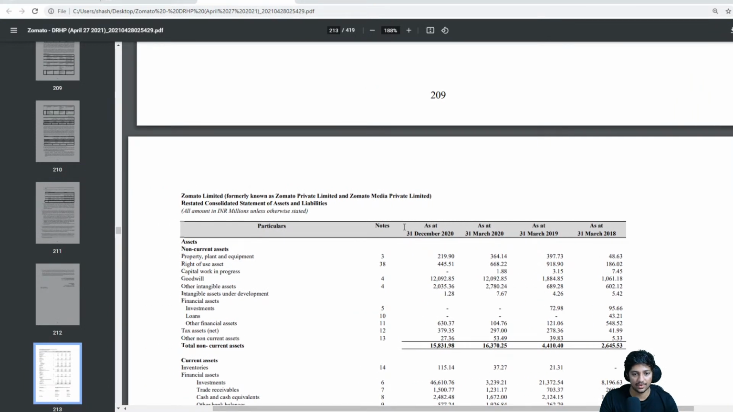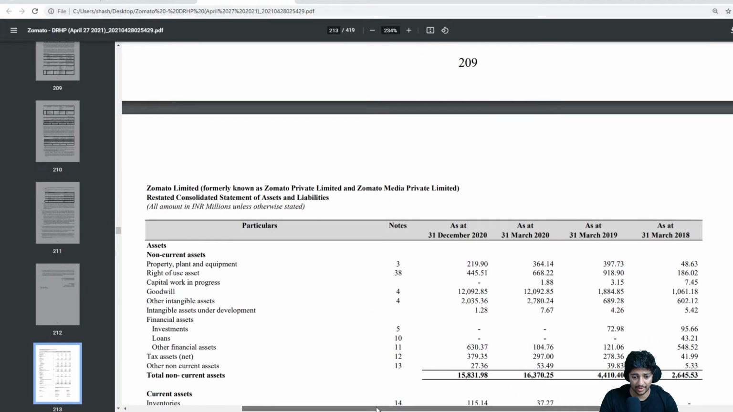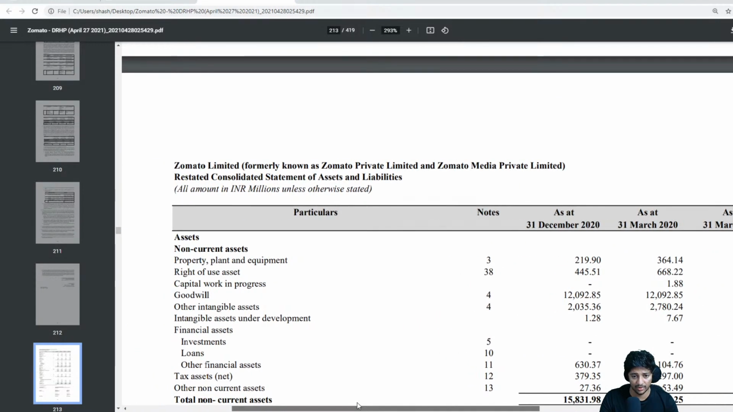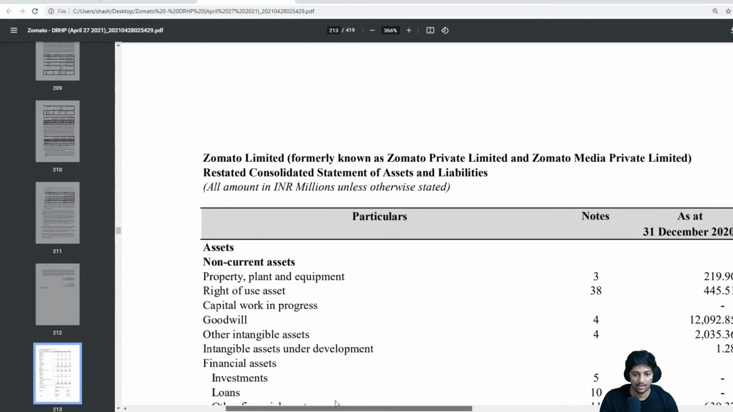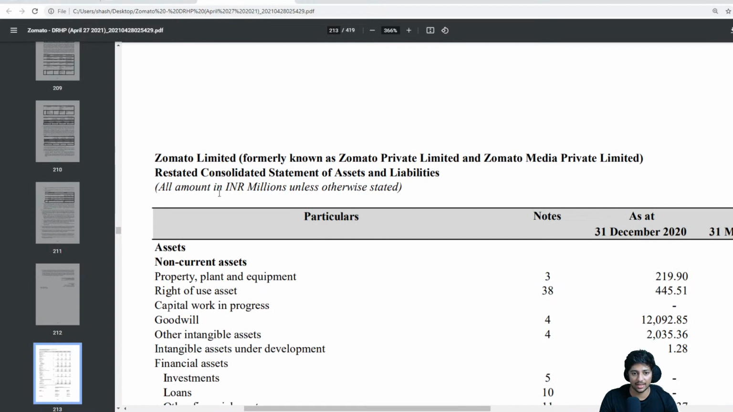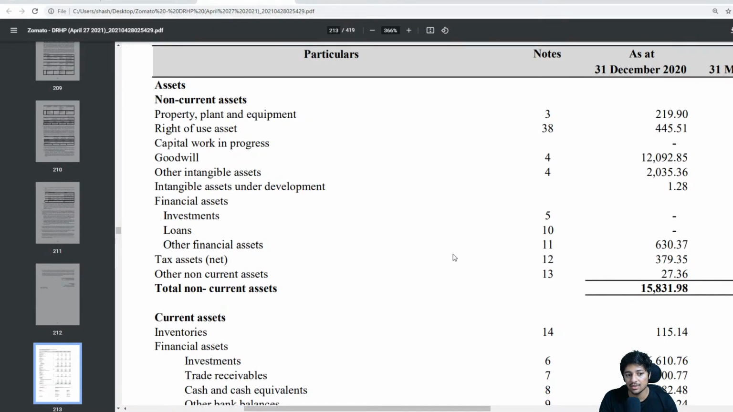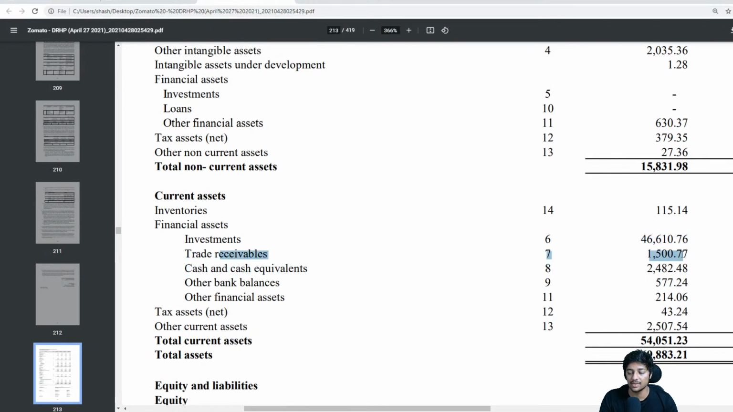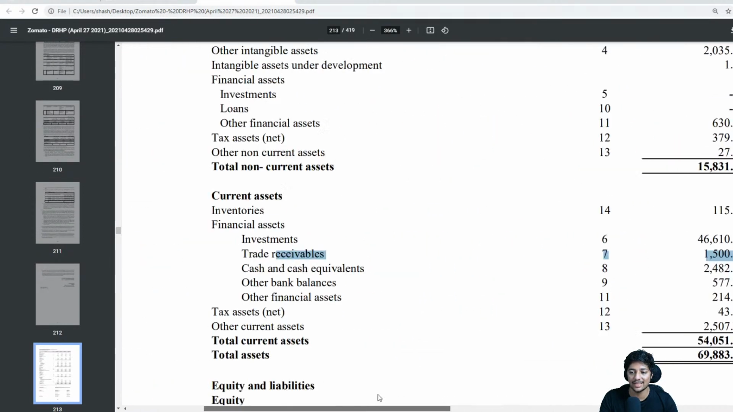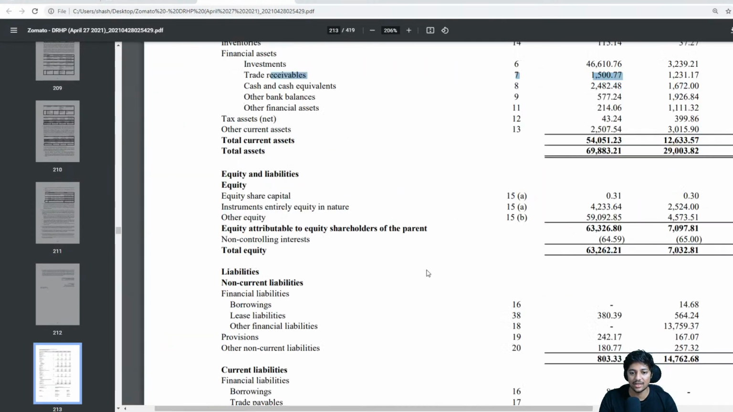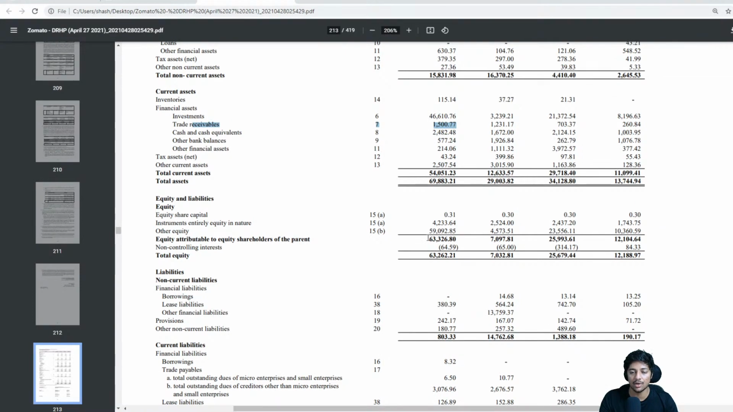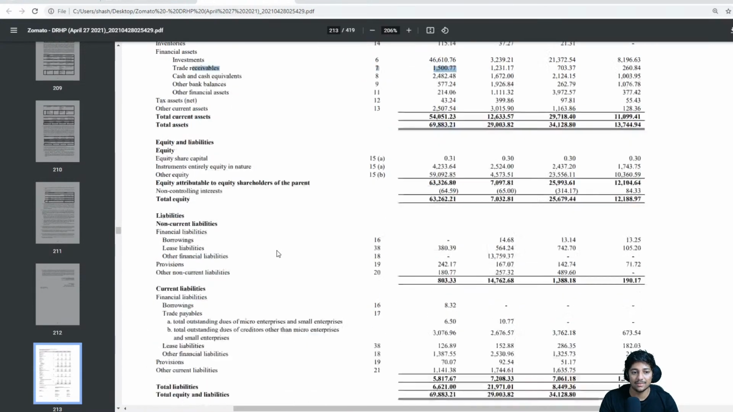This is the profit and loss. This is the balance sheet. Now, one by one, you need to read this. Let me zoom in for you guys. This is called Zomato Limited, formerly known as etc. All of the amounts are in INR millions unless stated otherwise, and this is a consolidated statement of assets and liabilities. Now this is where you will start reading about their loans. What do they have? What are their trade receivables? If you learn how to read a balance sheet, you will know exactly how to read this. So this is the section where you would read about the balance sheet of a company.